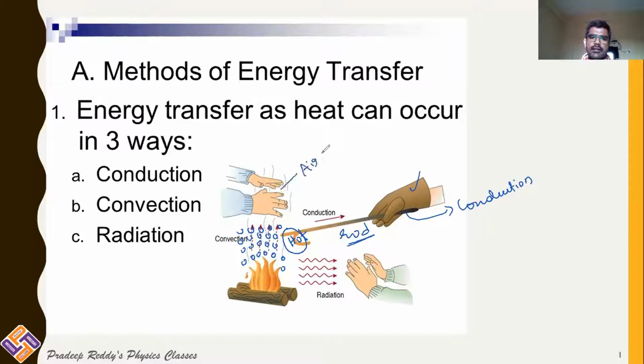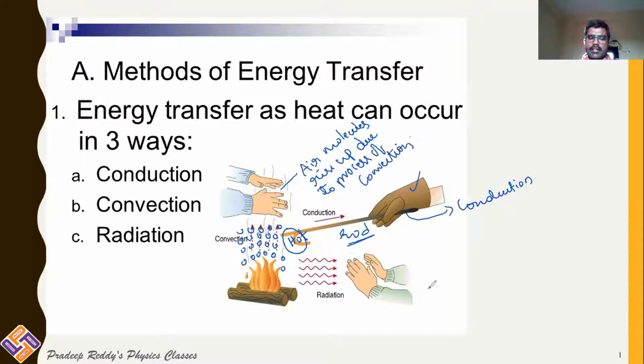Air molecules rise up due to the process of convection.